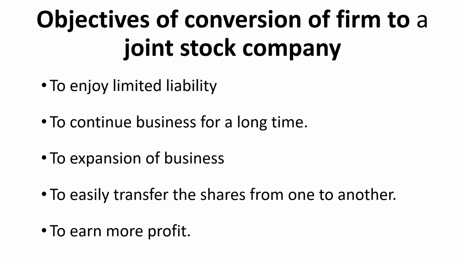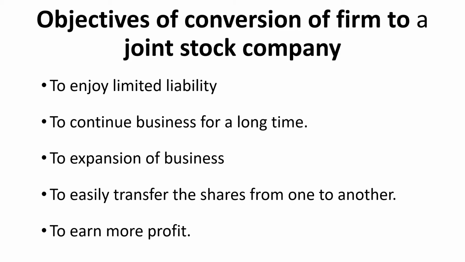The last objective is to earn more profits. See, in partnership and sole trading, whenever the business earns profits, they get returns for that year only. But in the case of a company, even though the company is running at a loss, there is a possibility of accumulating the dividend. So every year, the shareholders of the company are entitled to a fixed rate of dividend from the company. So these are all the objectives of the conversion of a firm to a joint stock company.